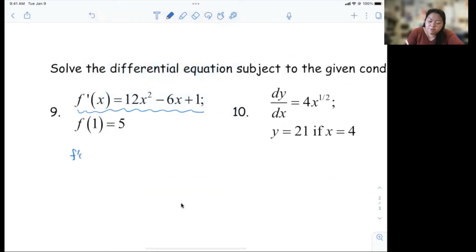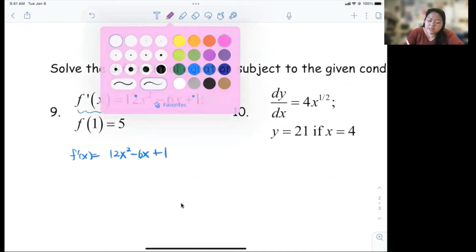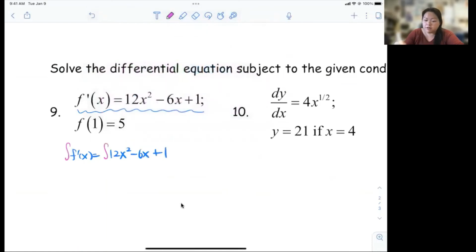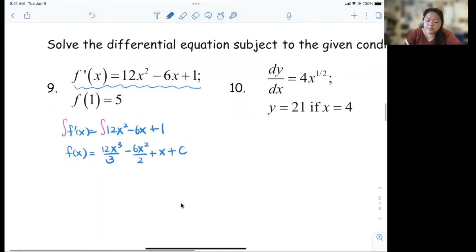If you start out with f prime of x equals 12x squared minus 6x plus 1, and take the antiderivative, the integral of both sides, the first one will give you back f of x, because the integral of f prime, which we just did in number 8, is going to be f of x, the original function. This one's going to be 12x cubed over 3 minus 6x squared over 2 plus a single x plus C. Okay, I'm going to clean this up. f of x equals 4x cubed minus 3x squared plus x plus C. Okay, that's beautiful.